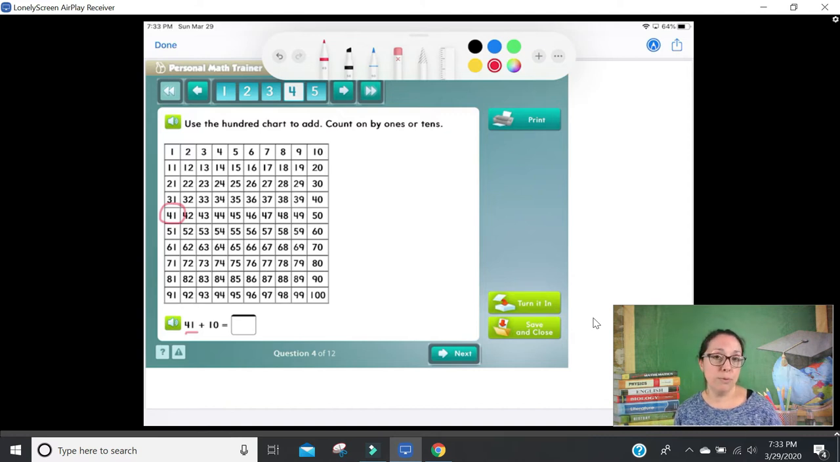You should know that when we add tens, we jump down. When we add ones, we jump across.